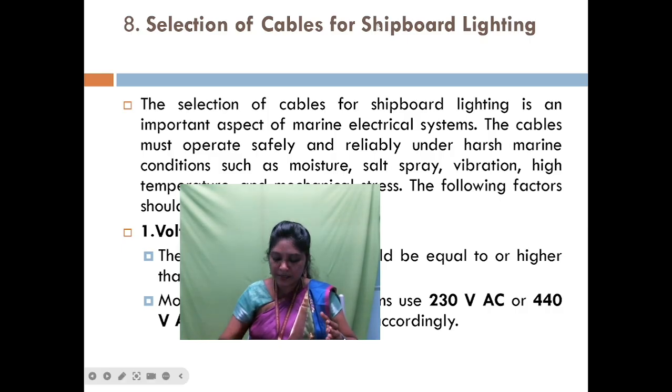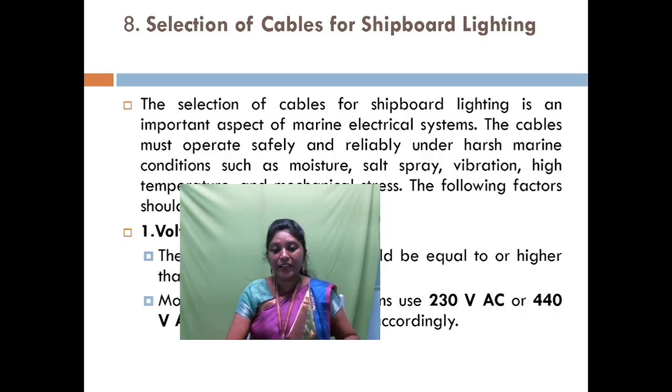First, selection is based on the voltage rating. The cable voltage rating should be equal to or higher than the system voltage. So if you need 230 volt AC or 440 volt AC, the cable should be selected accordingly. It should have the ratings, it should withstand the proper range. So the voltage range should be properly kept in mind while choosing this cable.